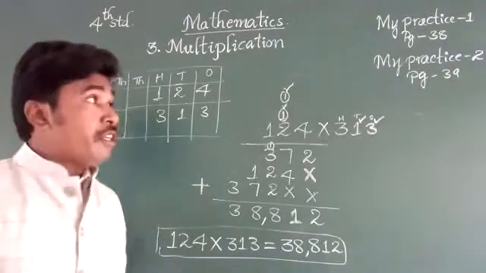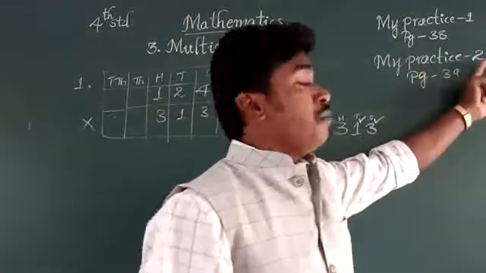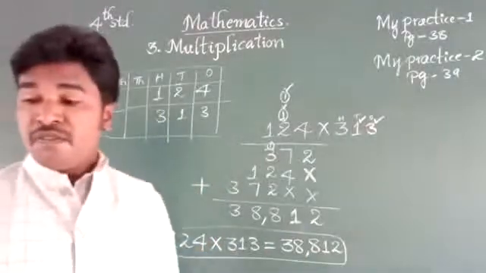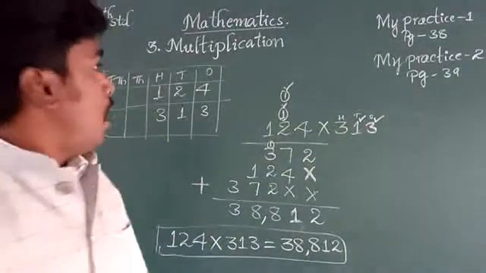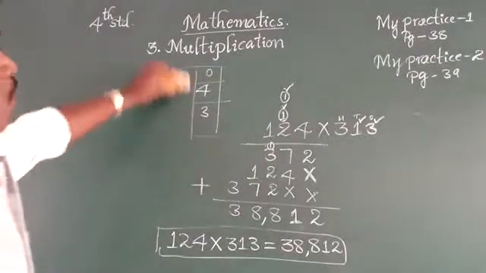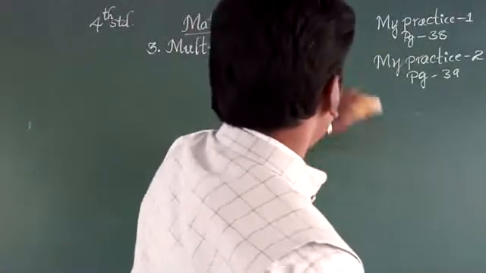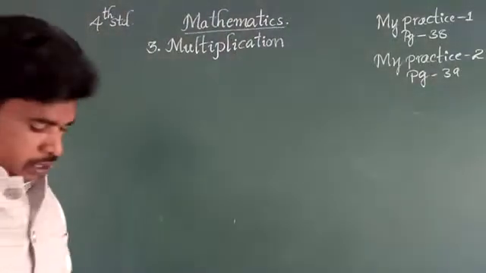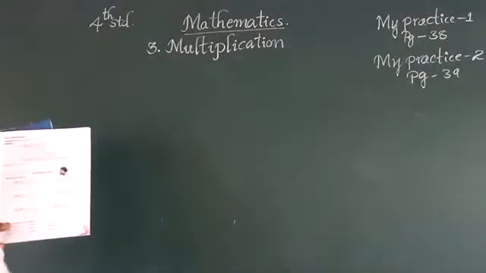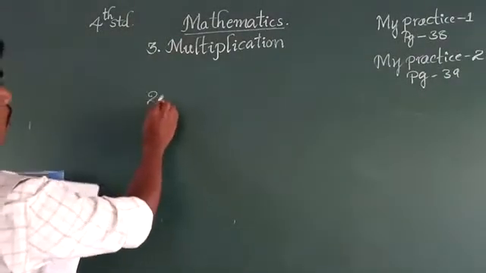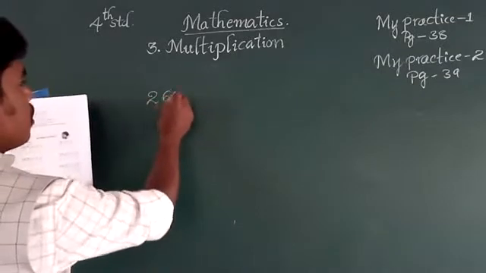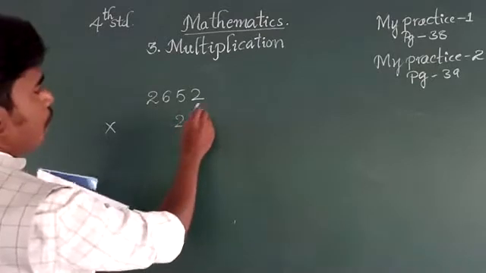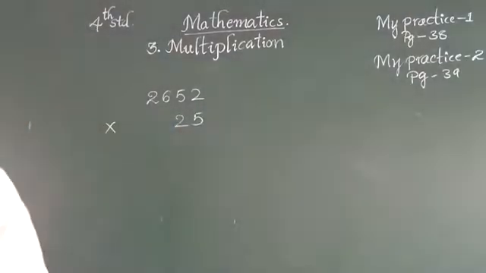So, dear students, you please complete this My Practice Time 2. It is there in page number 39. In this method only you please follow it, or otherwise I am going to take one more. You please observe carefully. See the question, dear students. It is the second one. 22,652 into 25. Observe here, the question is like this.